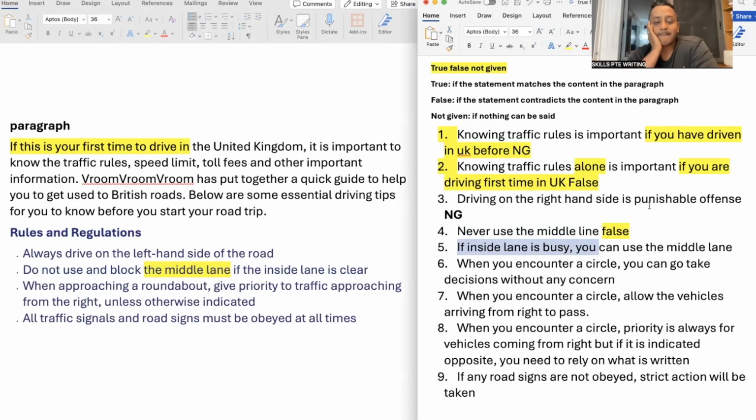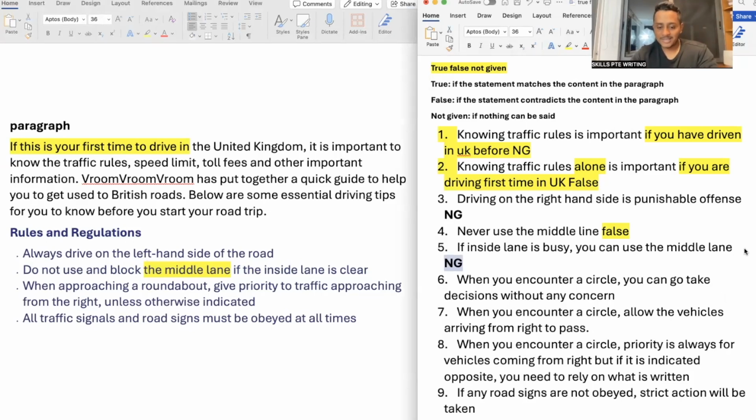What is the answer? If inside lane is clear, this is what I know. If inside lane is busy, I don't know what it should be. Correct? What is the answer? Anybody? What is the answer? We don't have information on what we should do if the inside lane is busy. So this is going to be not given. Exactly, Sishal. Exactly.